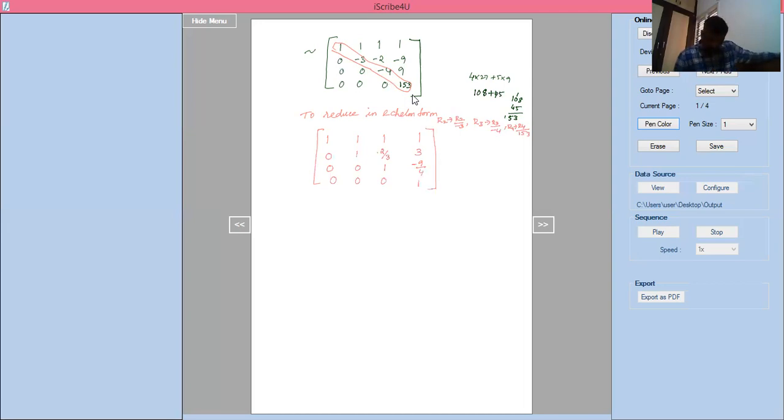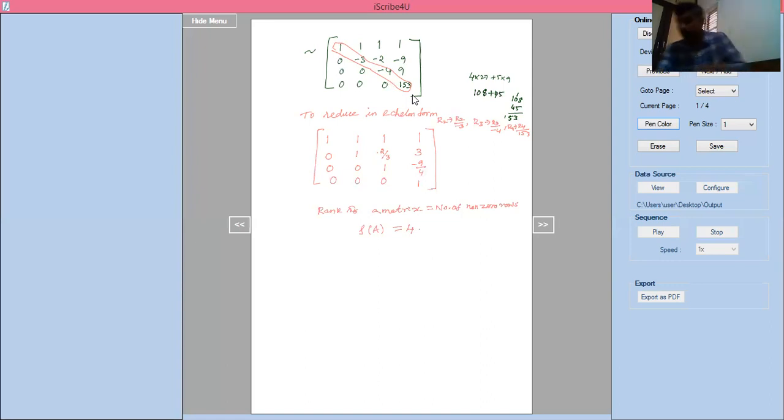Next, rank of a matrix. Rank of a matrix is nothing but, what is that rank of a matrix equal to? Number of non-zero rows. How many non-zero rows are there? Number of non-zero rows. Rank of A equal to 4.